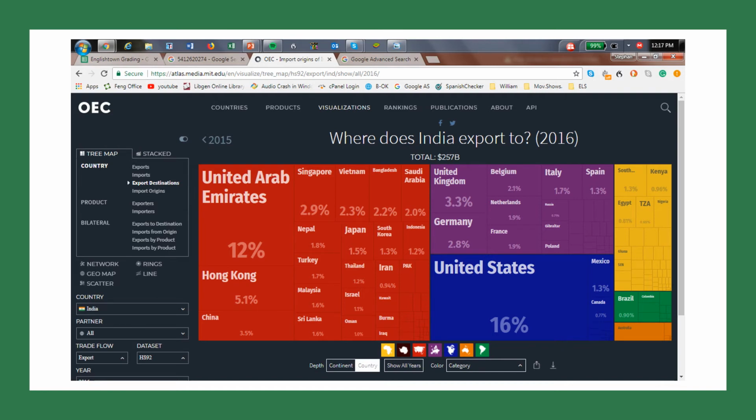Notice down at the bottom, you can see the continents. The different multicolored squares below where it says the United States, those squares, if you push on them, it will show only the continent. So if you push on the green, then only South America will appear. Push on red, then only Asia will appear.